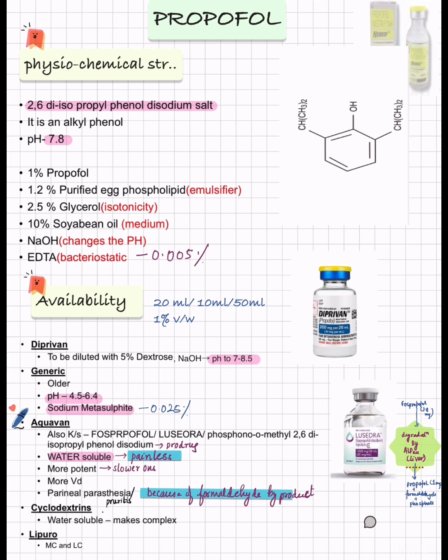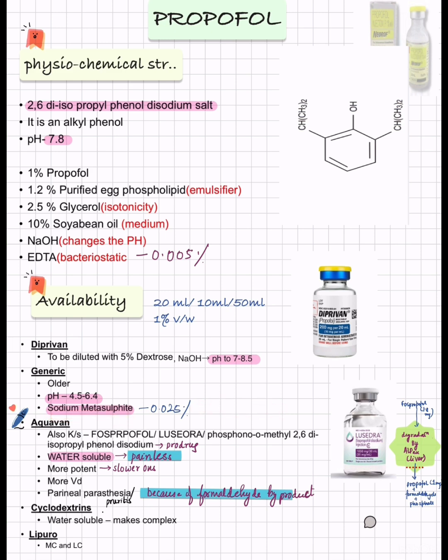Coming to different formulations, it is present in Diprivan. Diprivan is to be diluted with 5% dextrose. It has a sodium hydroxide which changes the pH to 8.5. Earlier, a generic version was used which had a lower pH and had sodium metabisulfite, which was causing what? It was causing bronchoconstriction. So it is not used nowadays.